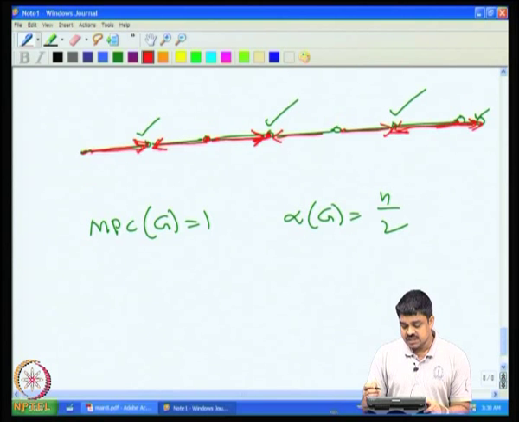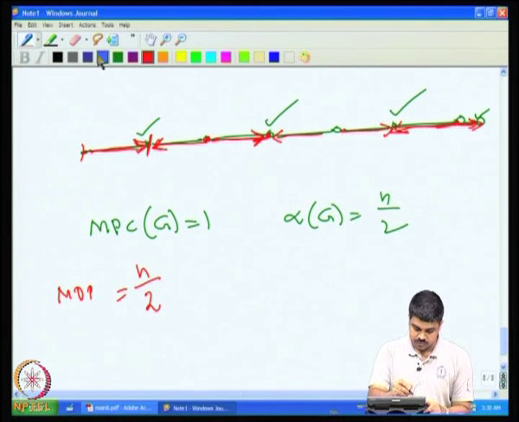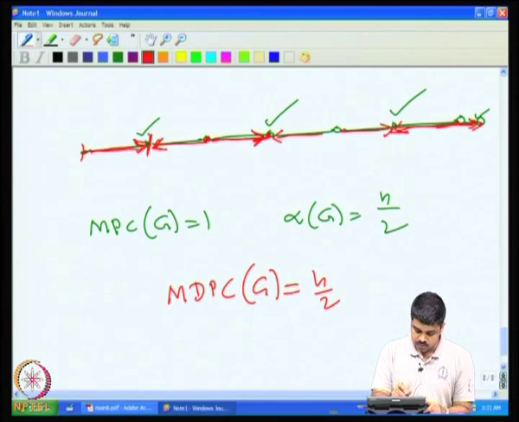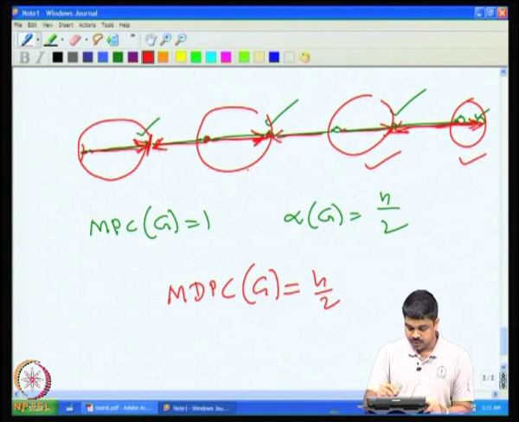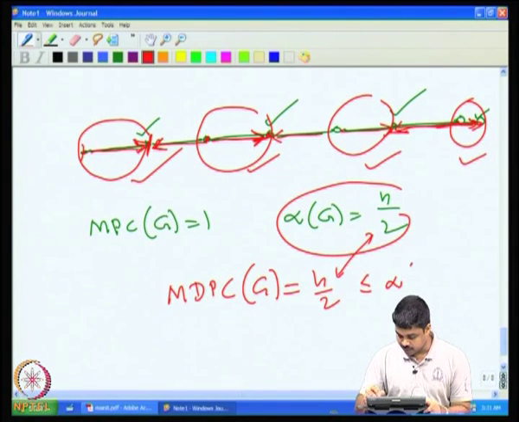This way we have increased the cardinality of the minimum path cover so much, because now a path can only cover 2 vertices at most. So the MDPC of G has become n by 2. This is one path, this is another path, this is another path, like that. This is the only way we can cover it, but alpha remains the same. So it has reached here, but still it is less than or equal to alpha of G.